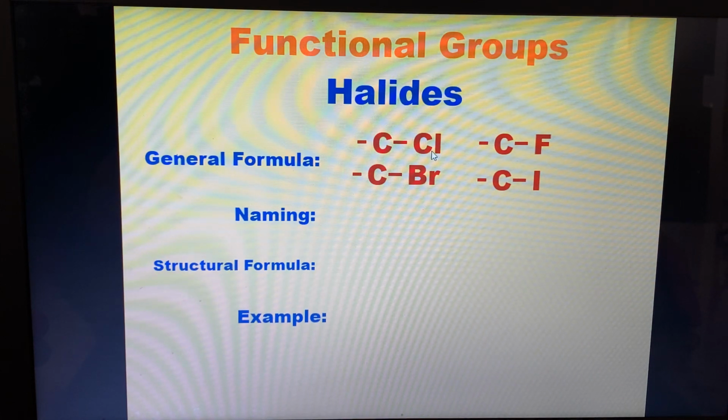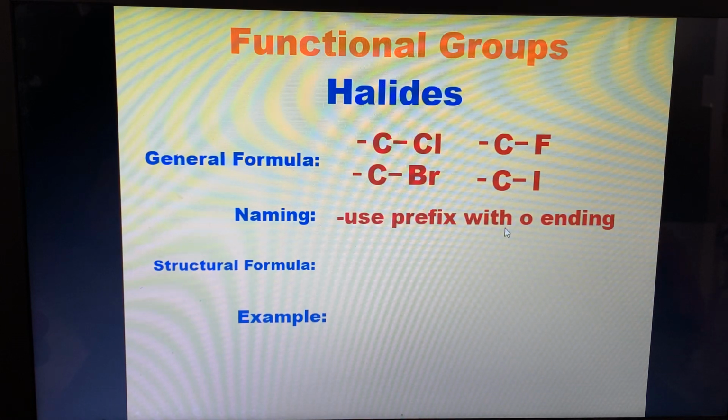Chlorine would become a chloro branch. Bromine would become a bromo branch. Fluorine would become a fluoro branch. And iodine would become an iodo branch.